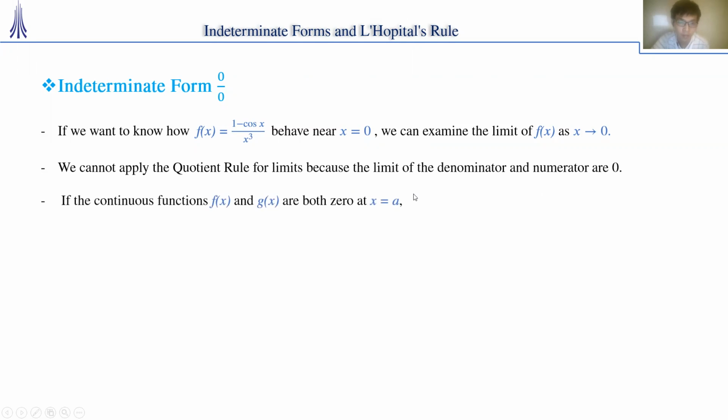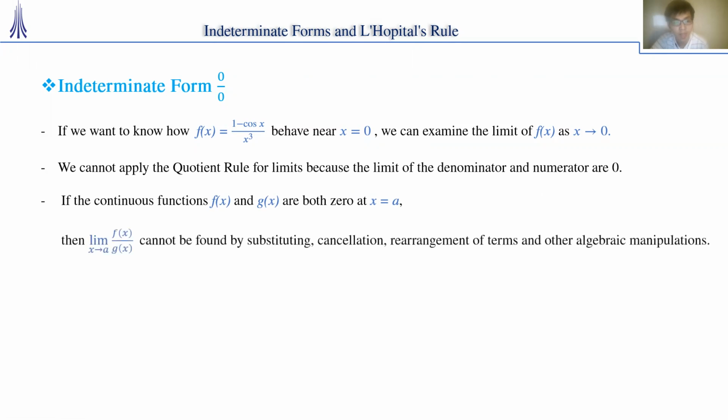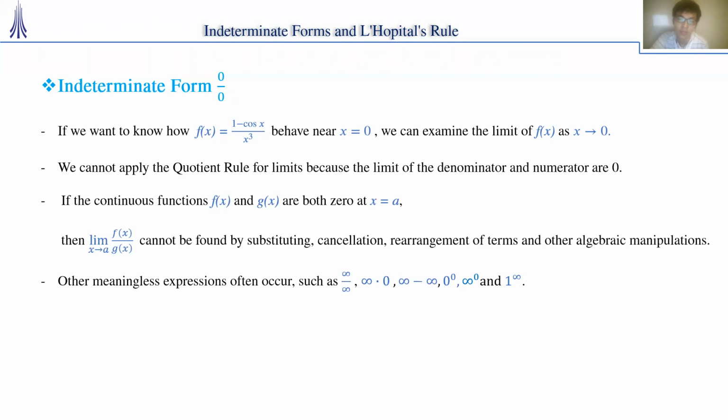If the continuous functions f of x and g of x are both 0 at x equal a, then the limit as x approaches a of f of x over g of x cannot be found by substitution, rearrangement of terms, or other algebraic manipulation. Other meaningless expressions often occur, such as infinity over infinity, infinity times 0, infinity minus infinity, 0 to the power 0, infinity to the power 0, and 1 to the power of infinity.